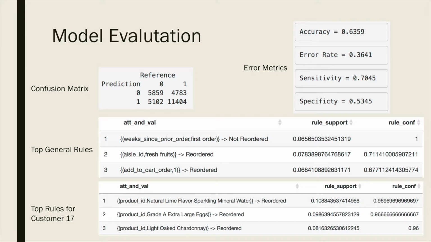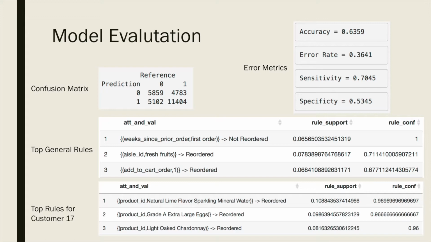The bottom two tables show examples of rules that were generated by the classifier. Looking at the second general rule, this says that if a product was ordered from the fresh fruit aisle, it is likely to be reordered. And then looking at the first customer rule, we see that if this customer ordered lime flavored sparkling mineral water, they are with 96% confidence going to reorder it.